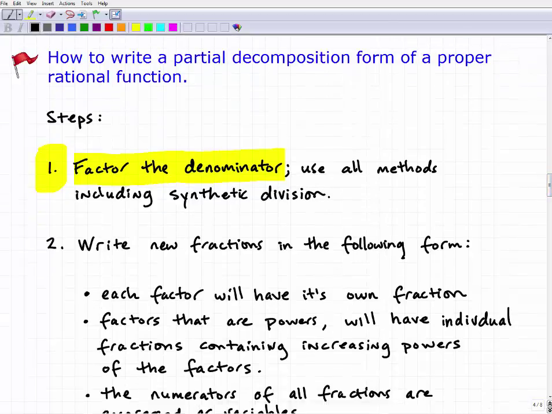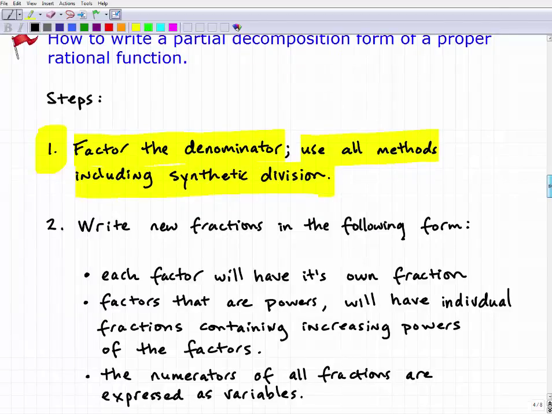Sometimes it's not so easy to factor it, but you need to use all methods, including synthetic division. Remember synthetic division when you're trying to solve a polynomial, when you're trying to find the zeros. If you find a 0, you can write it as a linear factor. So go back and review that as well. You probably need to do a little brushing up on it. But synthetic division can be a part of the tool you use to find the factors of the denominator. We need to be able to factor the denominator to write partial fractions. So that's the big first step.